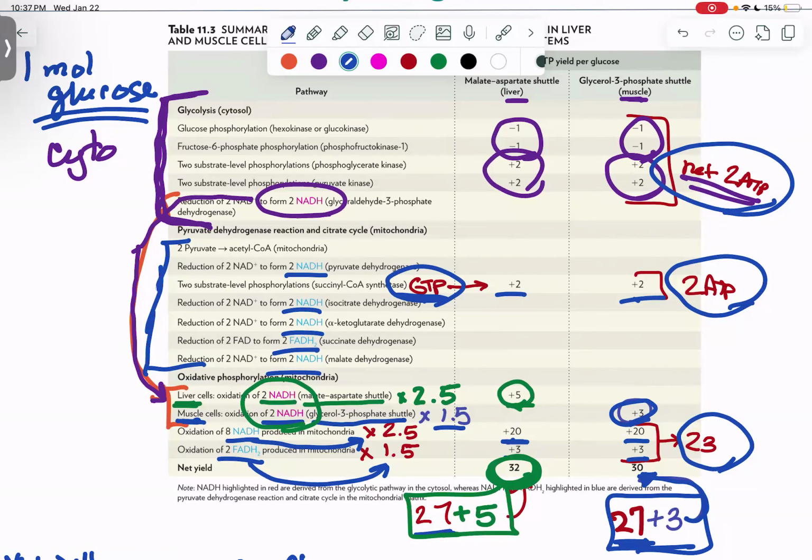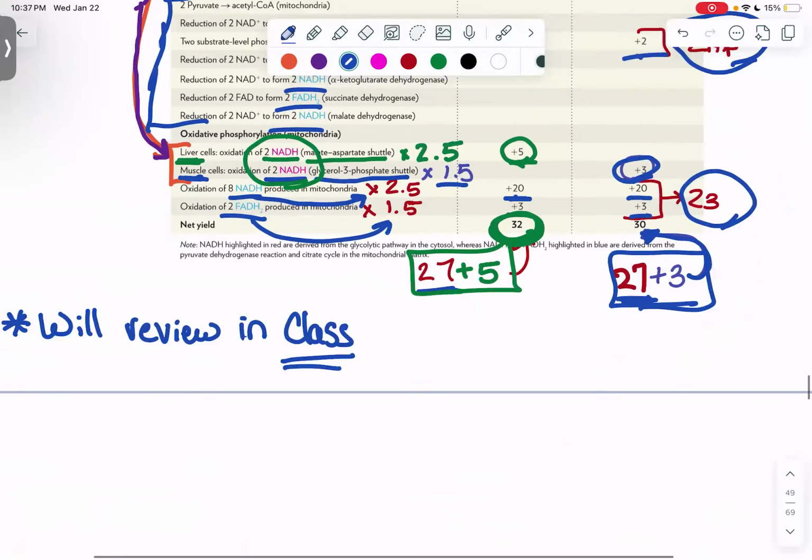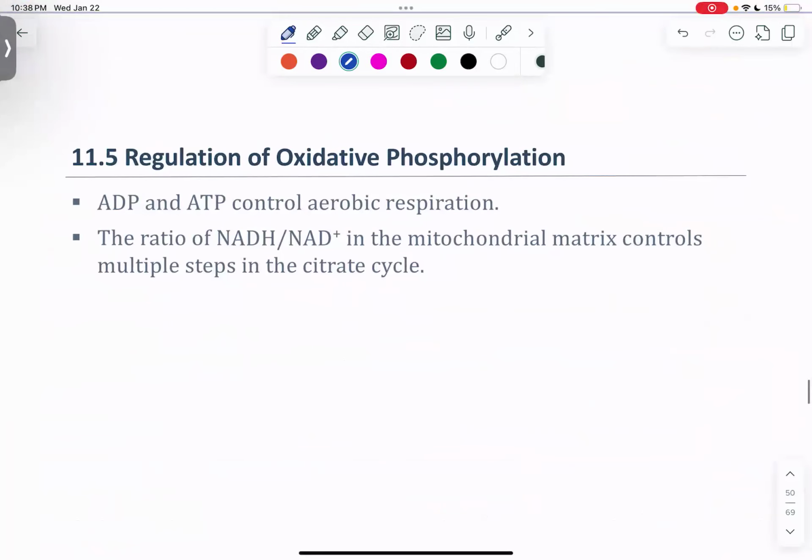So this is one of those things you should be able to justify, the number of ATP, where they all came from, all that kind of stuff. And we'll talk about it in class some more. Okay, 11.5, we're almost done here. This is regulation of oxidative phosphorylation.